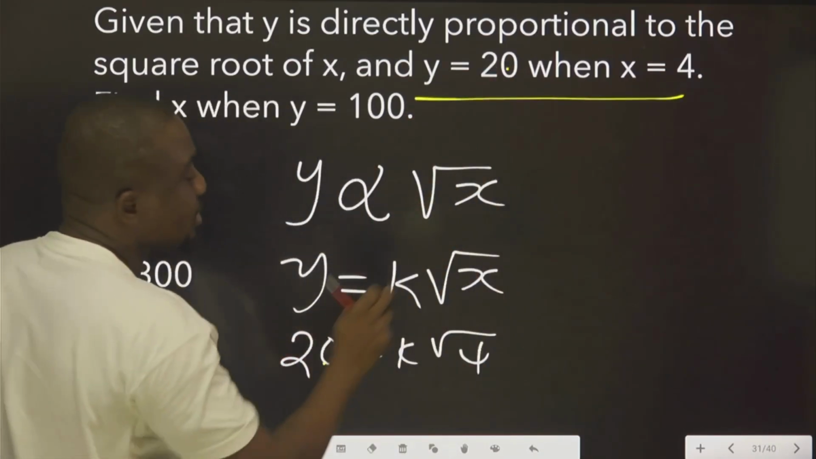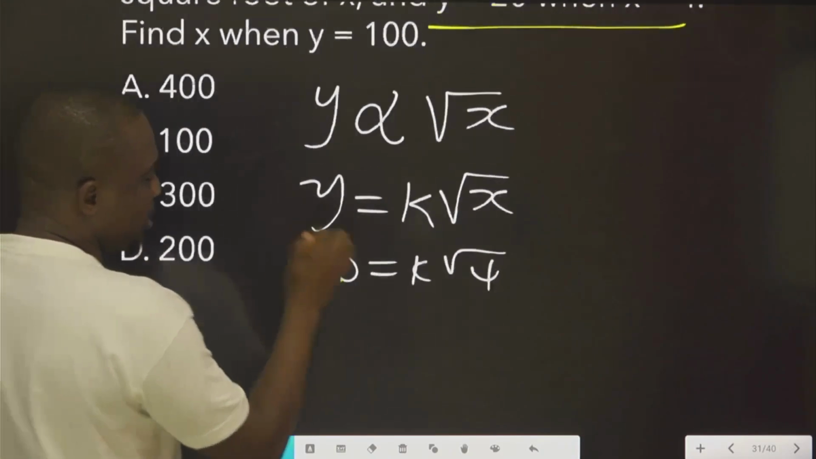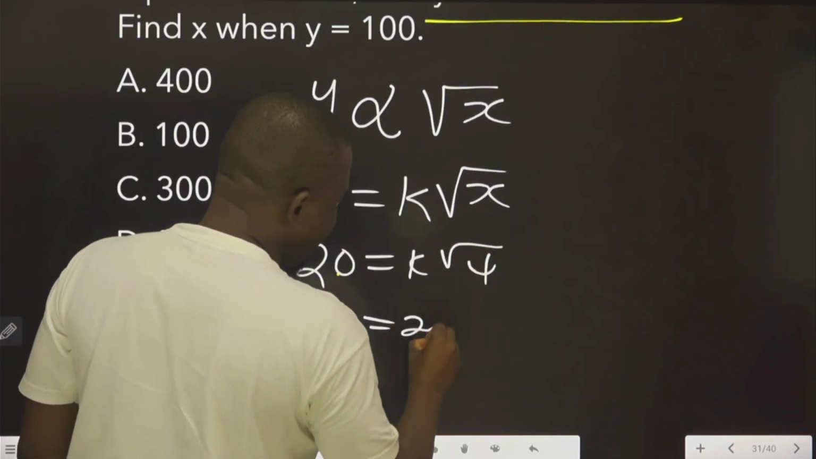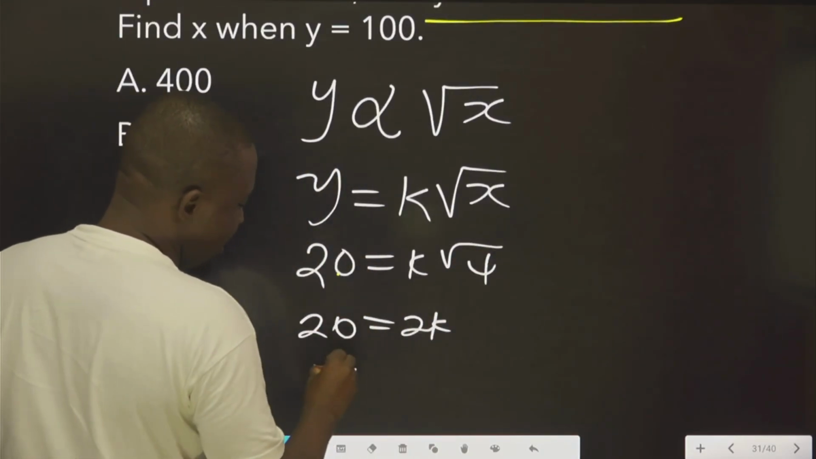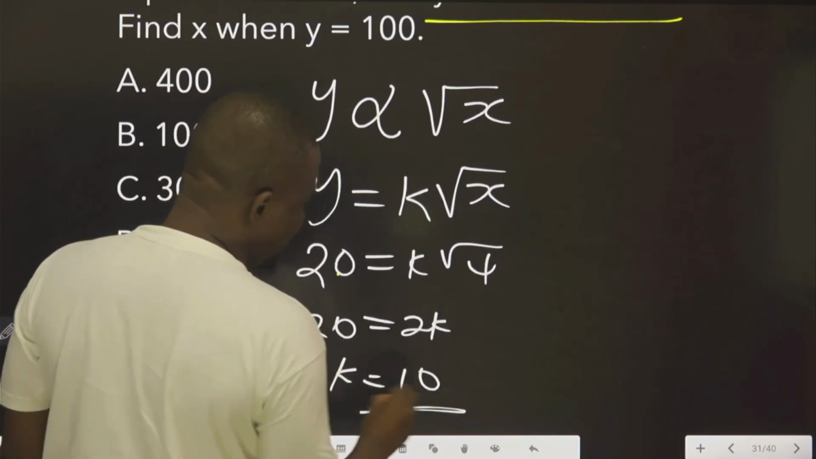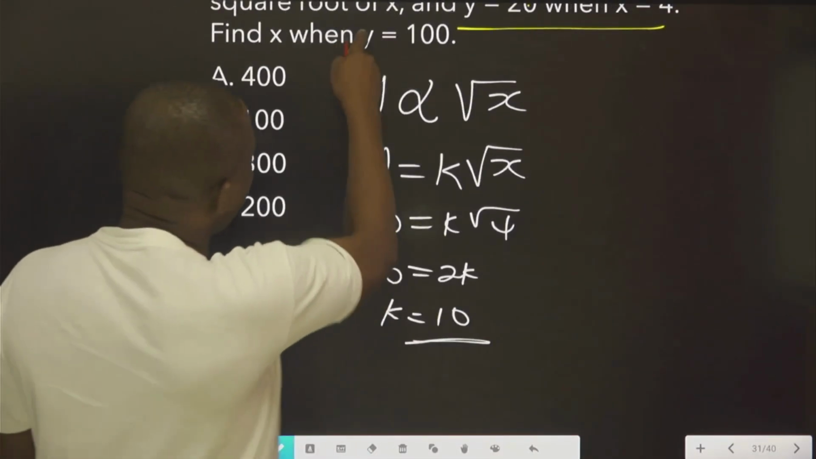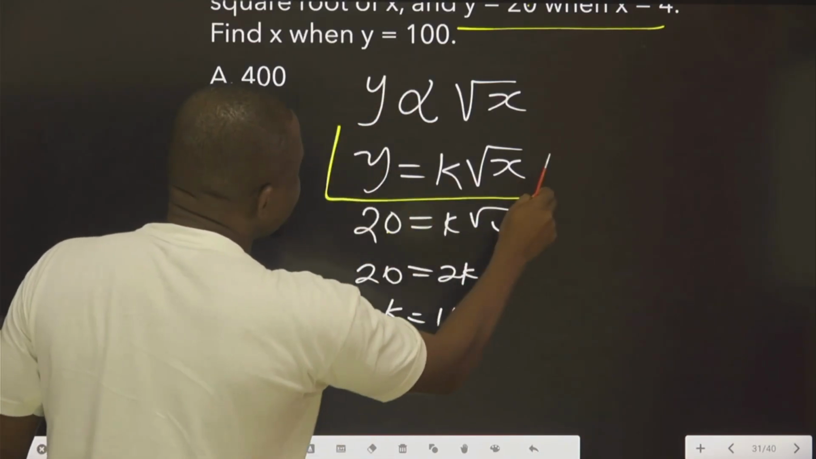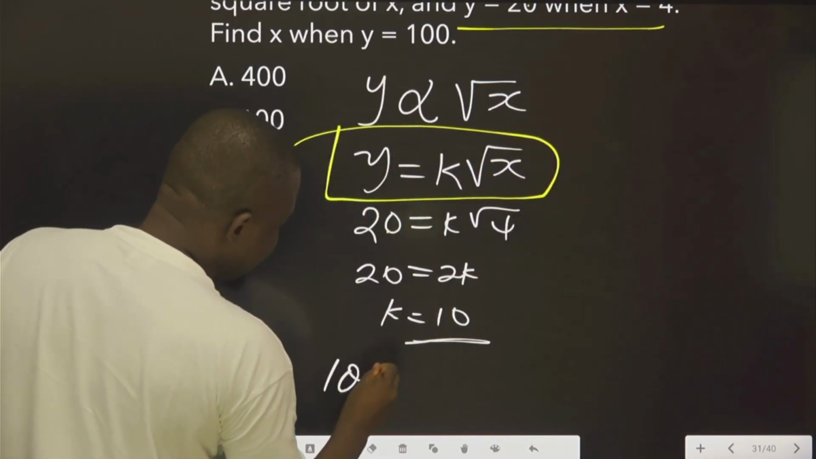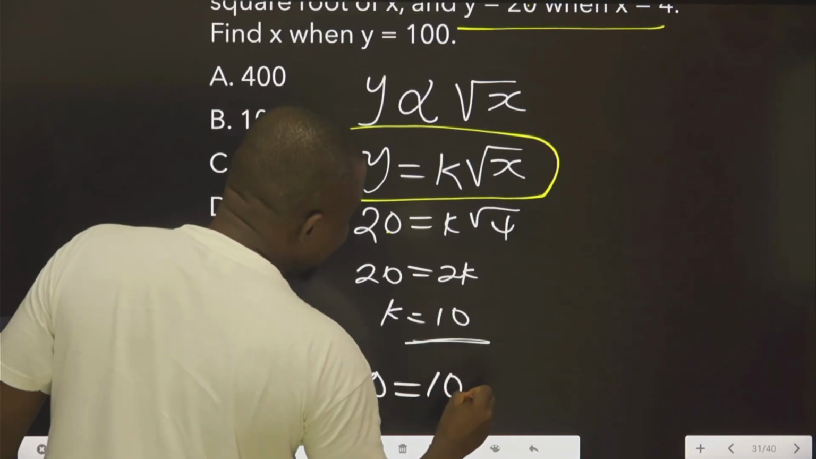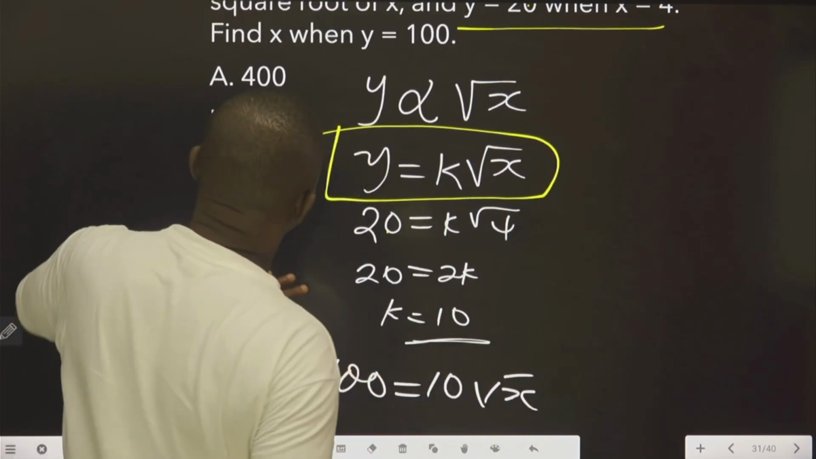Here, 24 to get k. You agree with me? This is 2, that is 2k. K, therefore, is 10. That is dividing both sides by 2. Now that we have that, we can come back here now. When y is 100, k is now 10, we should find x.